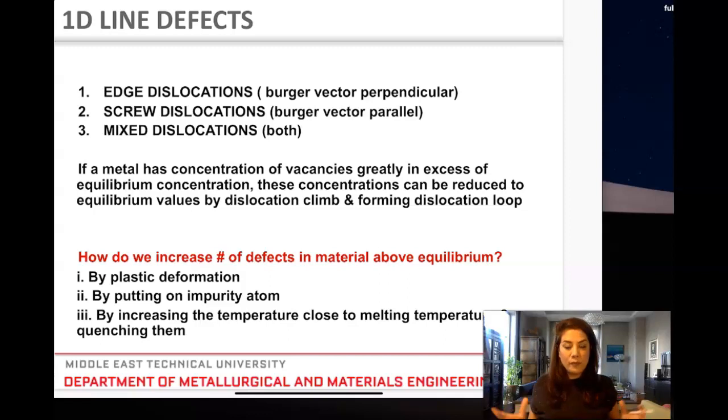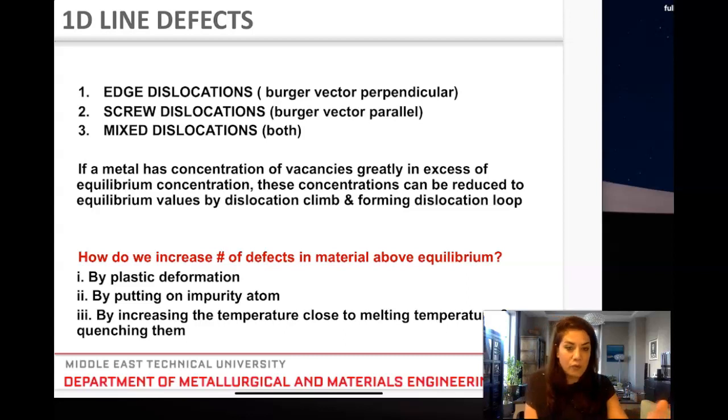So to wrap up the one-dimensional defects, there are edge dislocations, screw dislocations, which is Burger's vector parallel, and mixed dislocations. It's a mixed Burger vector.